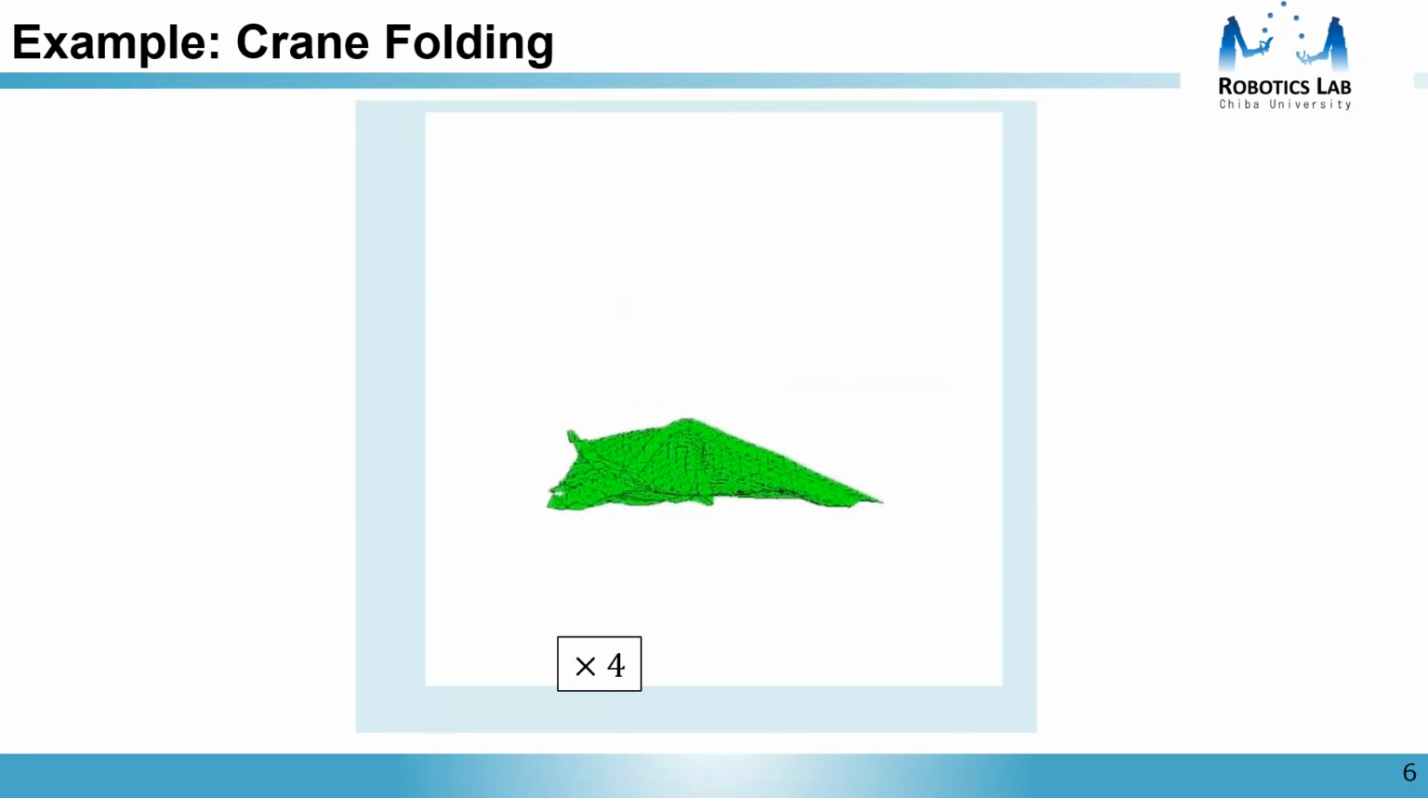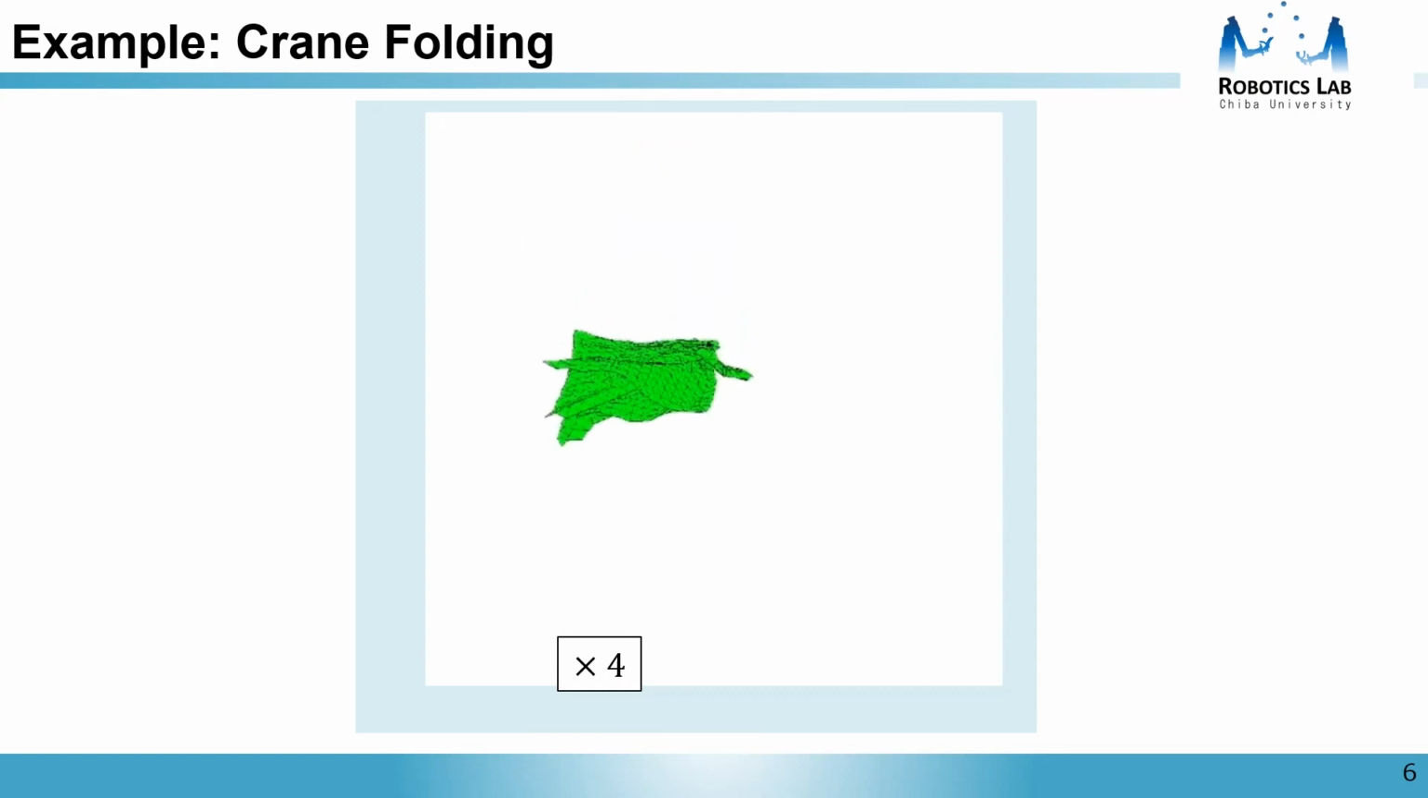Using the proposed model, we simulated crane folding. The model behaves like real origami even in complex folding motions such as 2 folds, 4 folds, and crushed folds.